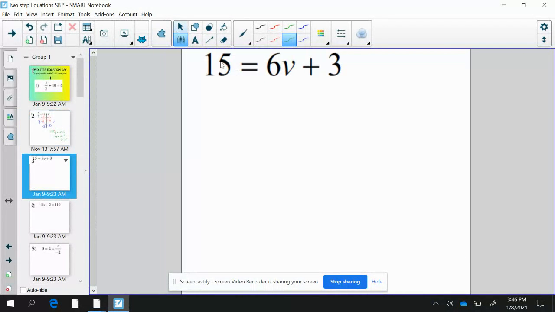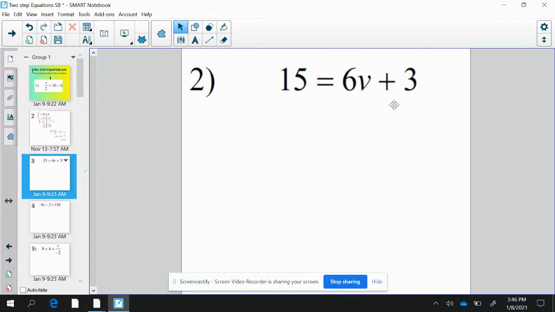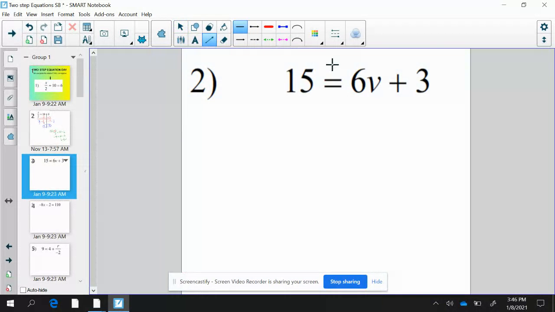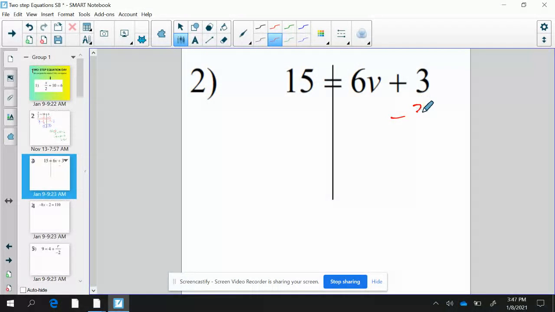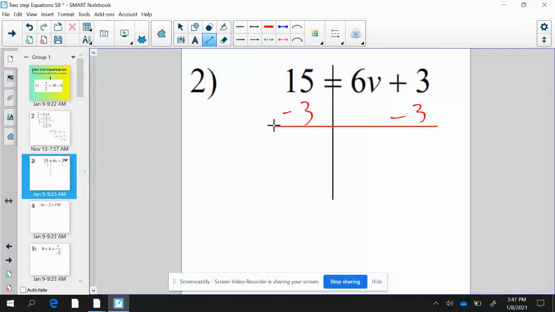Check out number 2. Let's start by making our line. Let's put a line right here, and we're going to solve for b. You guys probably guessed it, we're going to get rid of this 3 right here. How do you get rid of a plus 3? The opposite of plus 3 is a minus 3. Let's put a minus 3 on both sides.